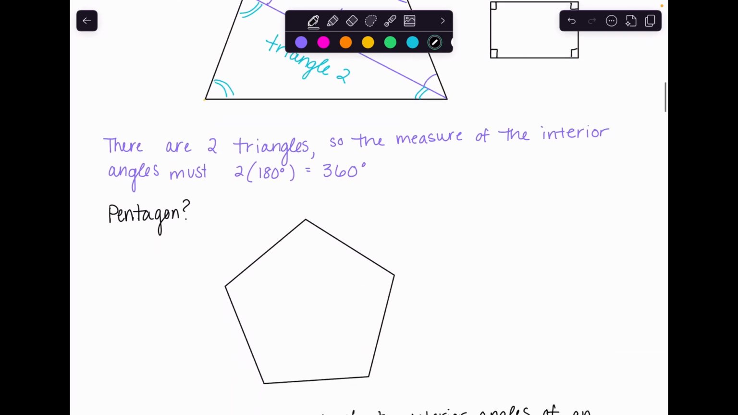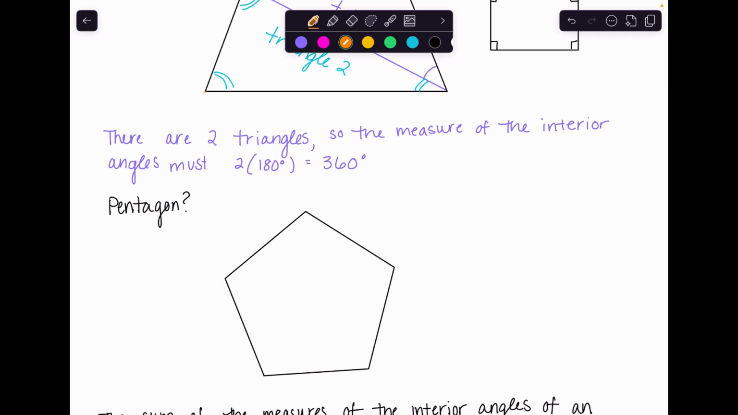If I then bump it up to a 5-sided figure, well, really all I'm going to do is count the number of triangles again. So if I connect these 2, I have 1 triangle here. And then if I connect these 2, I have 2 more. So ultimately there are 3 triangles that form all of the 5 angles of my pentagon. So the angles will add up to 3 times 180, or 540 degrees.